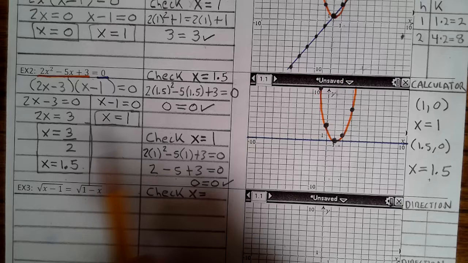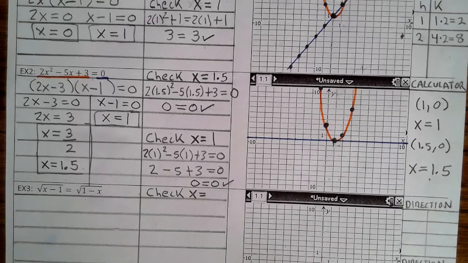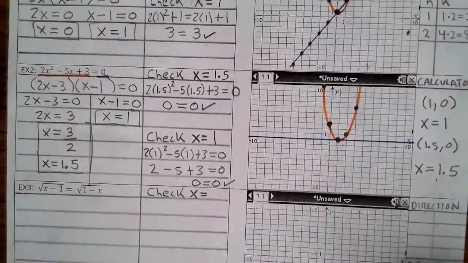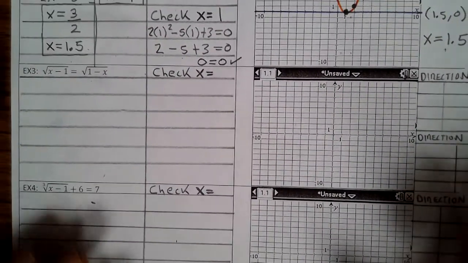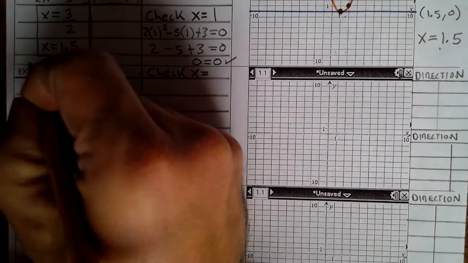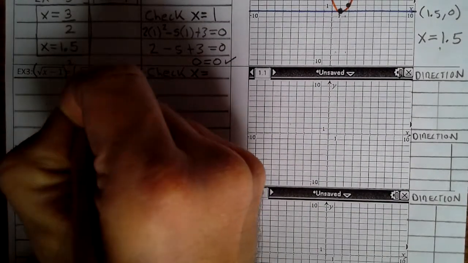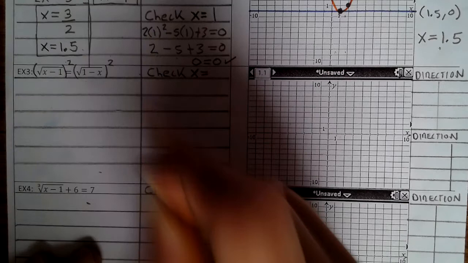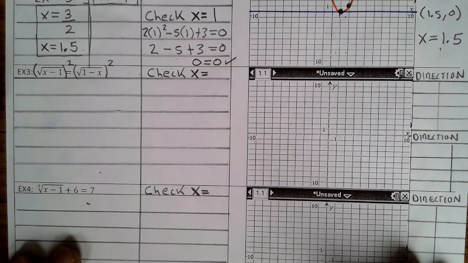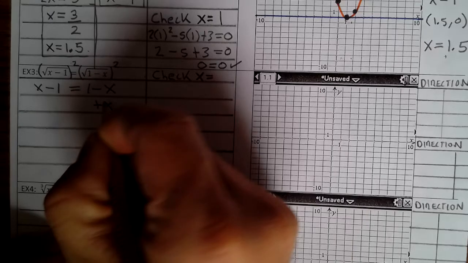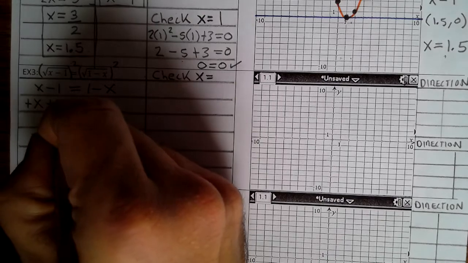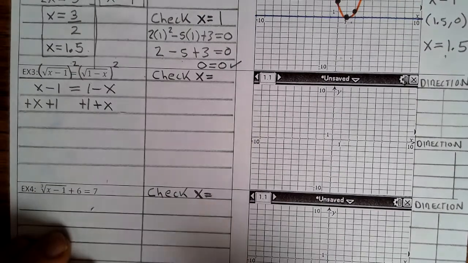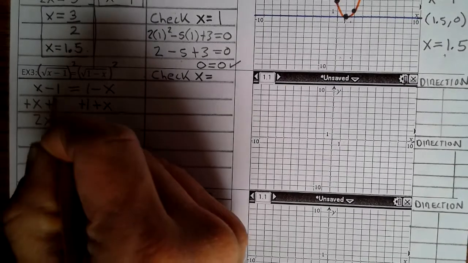All right, so now we need to square both sides. Okay, so then you're left with x minus 1 equals 1 minus x. Now to solve, what we're going to do is we're going to add x to both sides, and we're going to add 1 to both sides. So x plus x is 2x, negative 1 and 1 is 0, 1 and 1 is 2, negative x and x is 0, so you're left with 2x equals x. Divide both sides by 2, x equals 1.